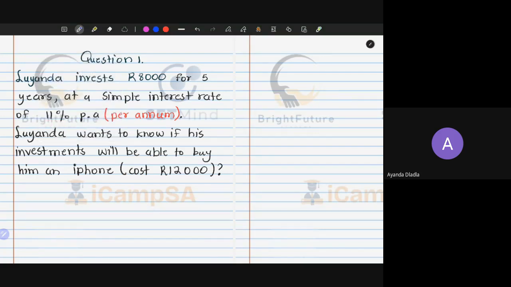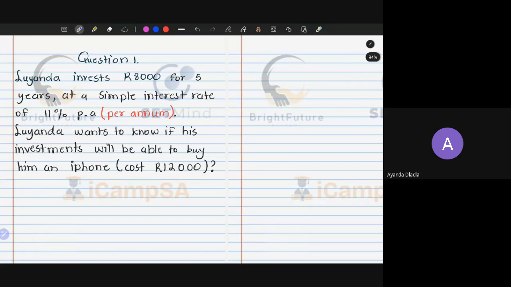Is he going to be able to get this iPhone, which is going to be 12,000 after 5 years? We need to start understanding, because remember, you are the pure net, you are the smart friend.